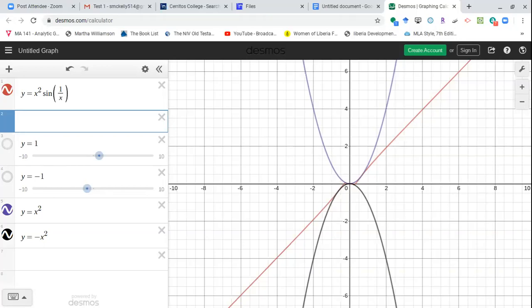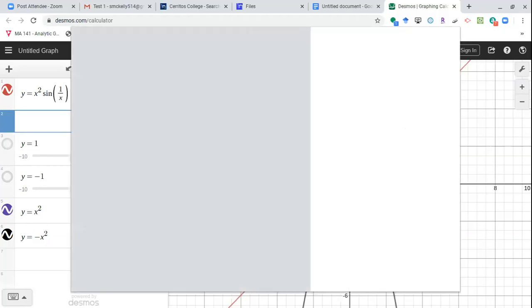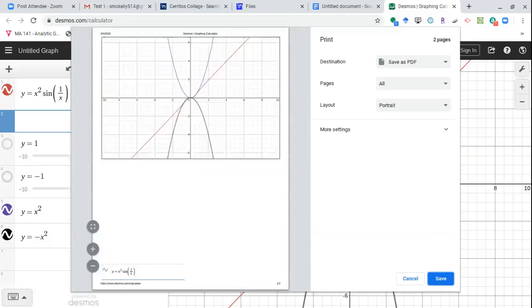So let me take a picture of that. Not a picture, but a screenshot. And then I'll send this to you with my other curves.